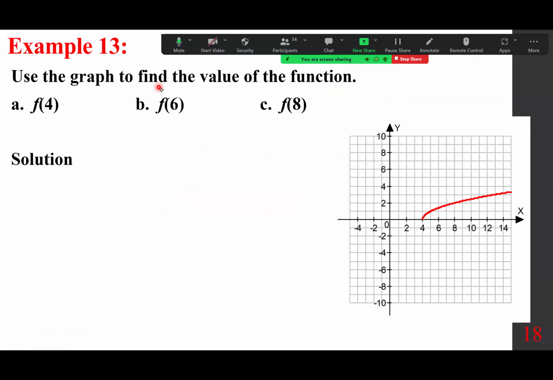Use the graph to find the value of the function f of 4, f of 6, f of 8. So f of 4, as you look at this point, has coordinates 4, comma 0. So when x is 4, y is 0. That means f of 4 is 0.